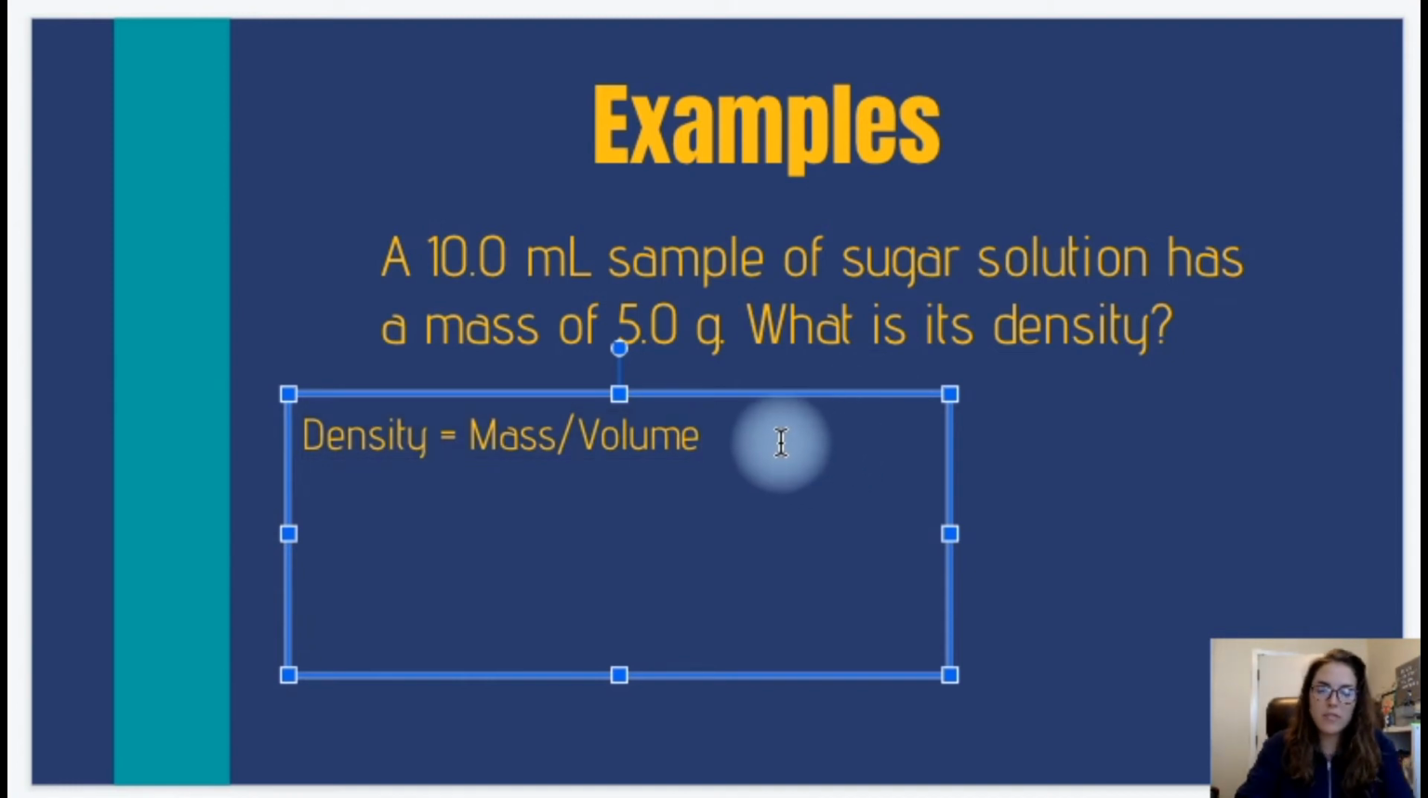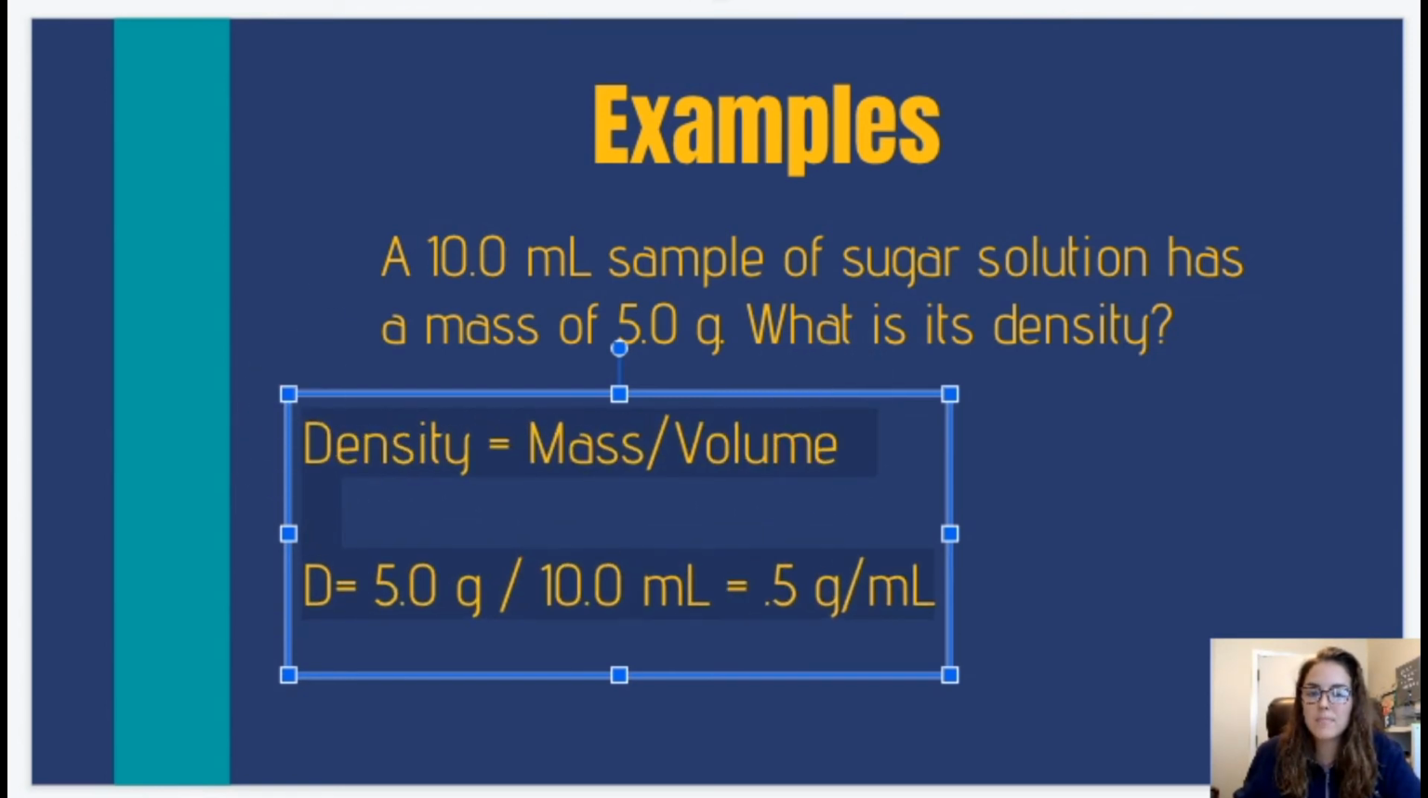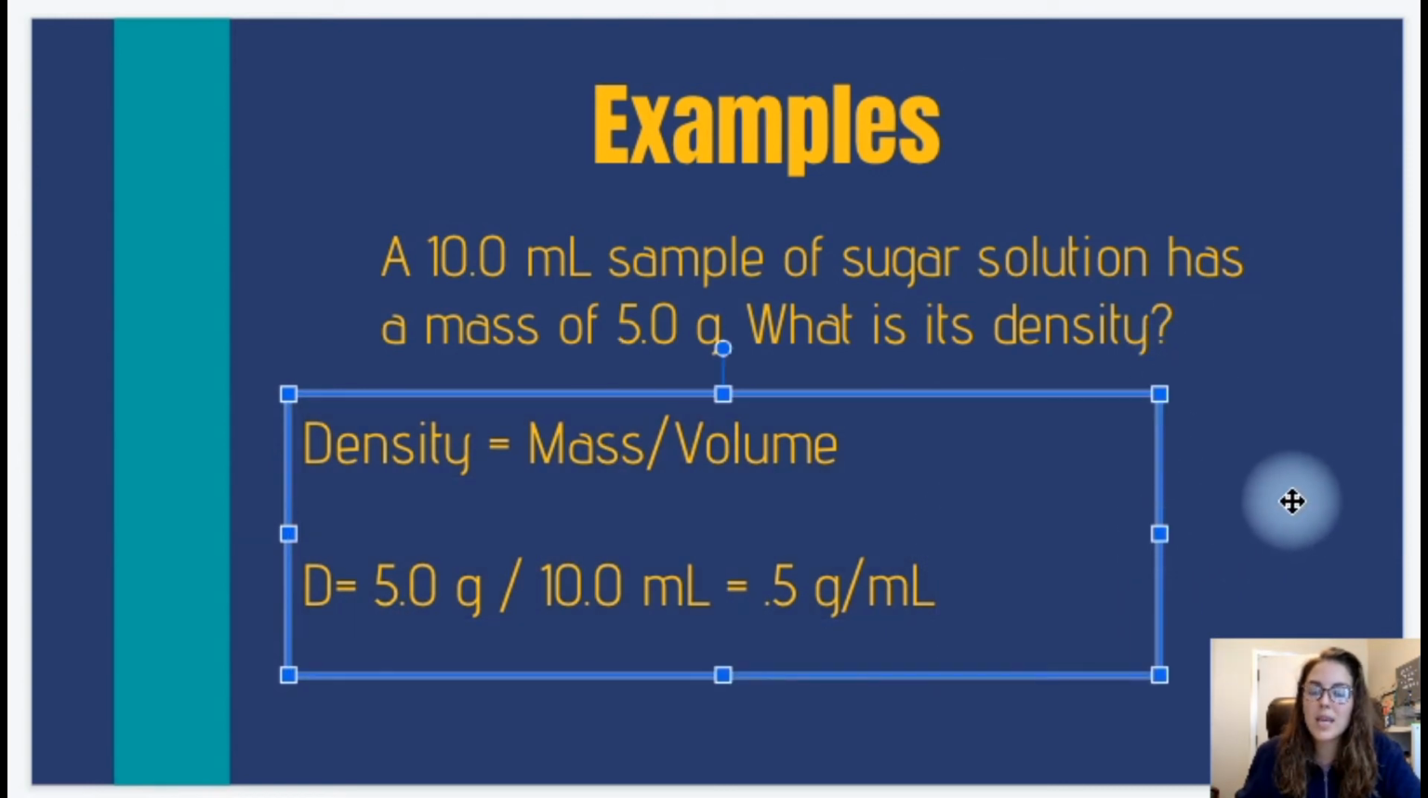So if I'm trying to find density, density equals mass divided by volume. Okay, well, a 10 milliliter sample, well, that's volume, has a mass of 5 grams. So 5.0 grams divided by 10.0 milliliters is what we're going to put into this equation, right? 5 divided by 10 is 0.5 grams per milliliter, okay? So this kind of question is something that you might be asked to answer about density, okay? Basically, in this case, you are plugging in these numbers, okay?